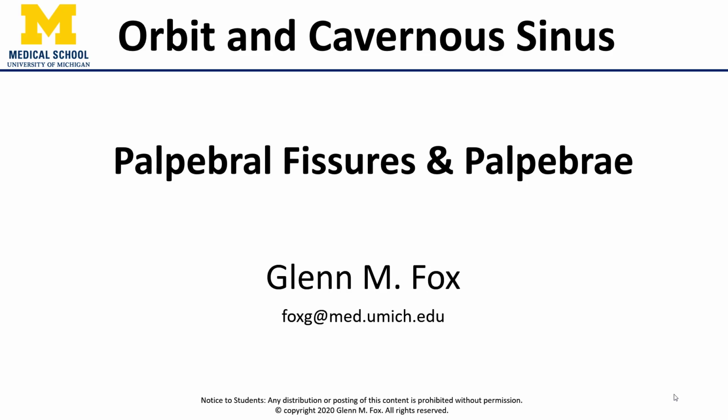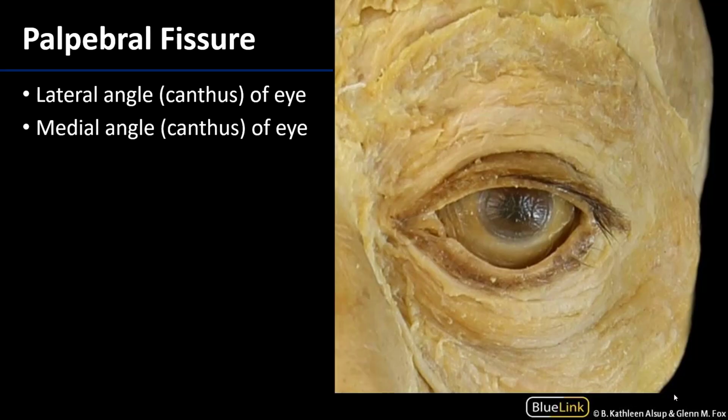Hi, let's talk about the palpebral fissures and palpebrae, or the eyelids. So the palpebral fissure is the space between the palpebrae, or the eyelids. So here, I'll outline it here. And therefore, it is the space through which the eye can encounter the external world. There are two sides to the palpebral fissure. There is a lateral angle or canthus and a medial angle or canthus.